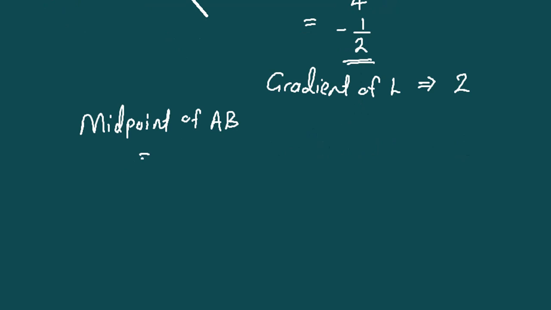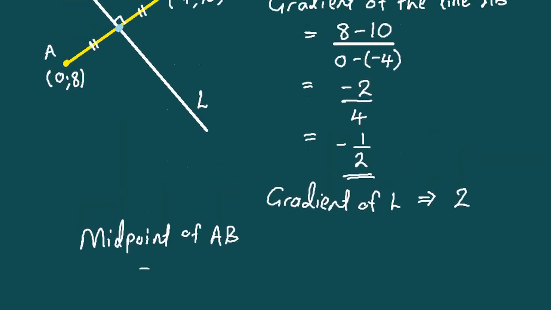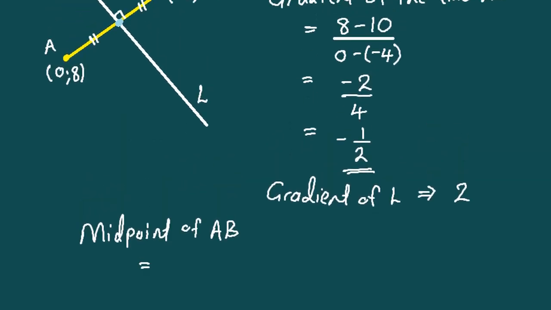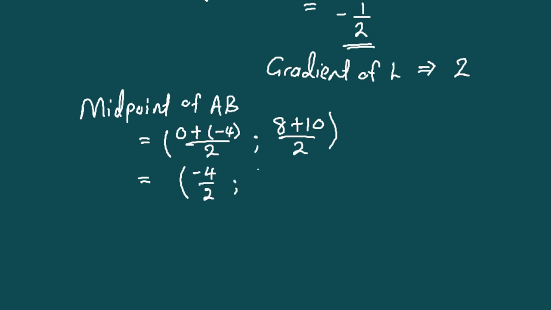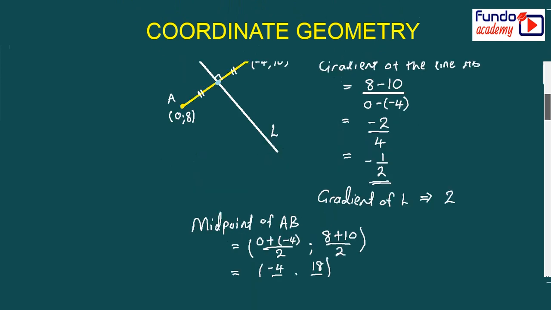For the midpoint of AB, we're using the points (0, 8) and (-4, 10). So it will be (0 plus -4) divided by 2 and (8 plus 10) divided by 2. That's how we find the midpoint of AB. We're going to get -4/2 and 18/2, which therefore gives us the midpoint coordinates as (-2, 9). So that's the midpoint of AB.